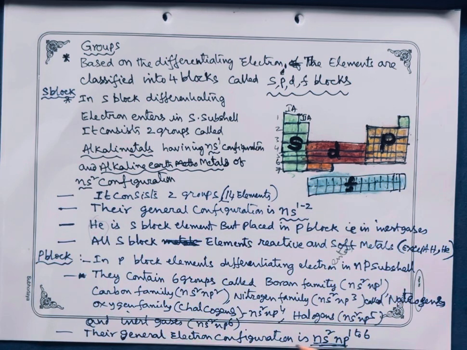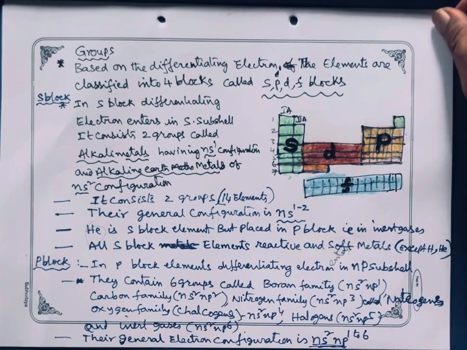The general configuration is ns2 np1 to 6. So what is the general electronic configuration for the p block? ns2 np1 to 6. This is about the p block.